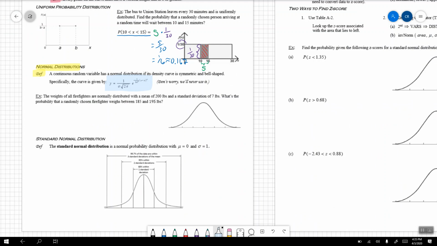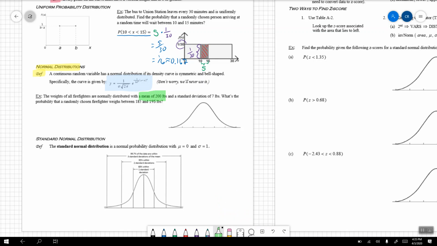This example says that the weights of all firefighters are normally distributed with a mean of 200 pounds and a standard deviation of 7 pounds. So what's the probability that a randomly chosen firefighter weighs between 185 pounds and 195 pounds? Well, in order to do this problem, we're going to start extracting the mean and the standard deviation. So I'm going to highlight what I need here.